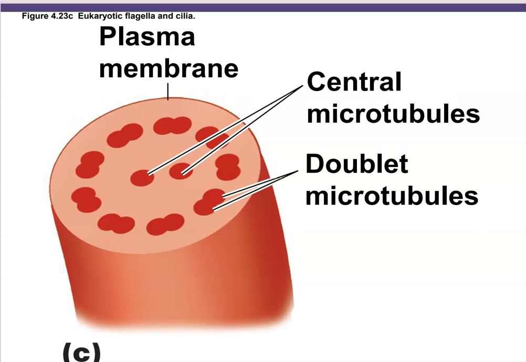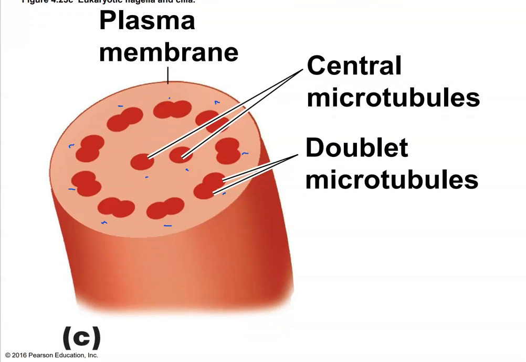You can see 9 pairs. 1, 2, 3, 4, 5, 6, 7, 8, 9. These are duplex or double microtubules. And then we have the central microtubules. There's another 2, 1, 2. And that's the 9 plus 2 arrangement of a eukaryotic flagellum or the cilia.